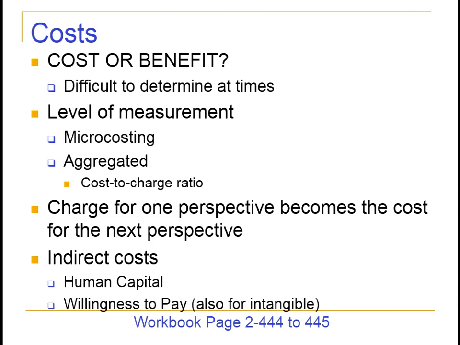Many institutions use a cost-to-charge ratio after they've determined the initial cost, and this takes an aggregated cost, say for an ICU hour, and determines the cost and then their markup, and they use that ratio. So anytime you see an ICU hour, it is a percentage of the charge that they use for that. Charge and costs are very different. The charge for one perspective becomes the cost for the next. So the supplier's charge to the institution, to the provider, becomes their cost.